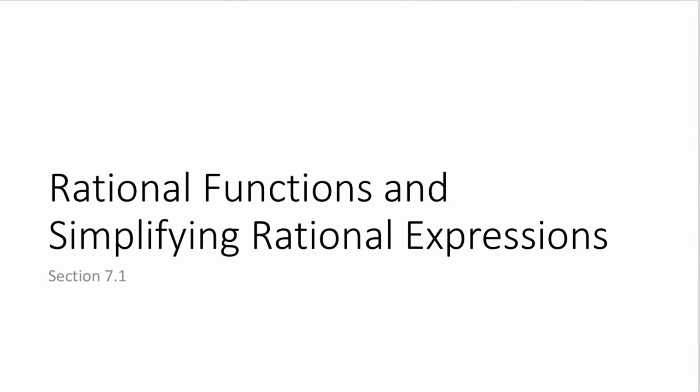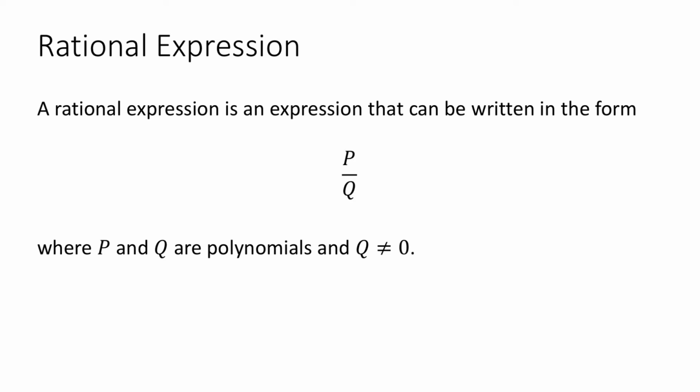In this section, we're going to talk about rational functions and how to simplify rational expressions. First of all, a rational expression is an expression that can be written in the form p over q, where p and q are both polynomials. So maybe p is x squared plus 7x minus 4. That's a polynomial. Maybe q is 3x squared. That's a monomial, which is also a polynomial. And as long as the denominator is not equal to 0, this is a valid rational expression.